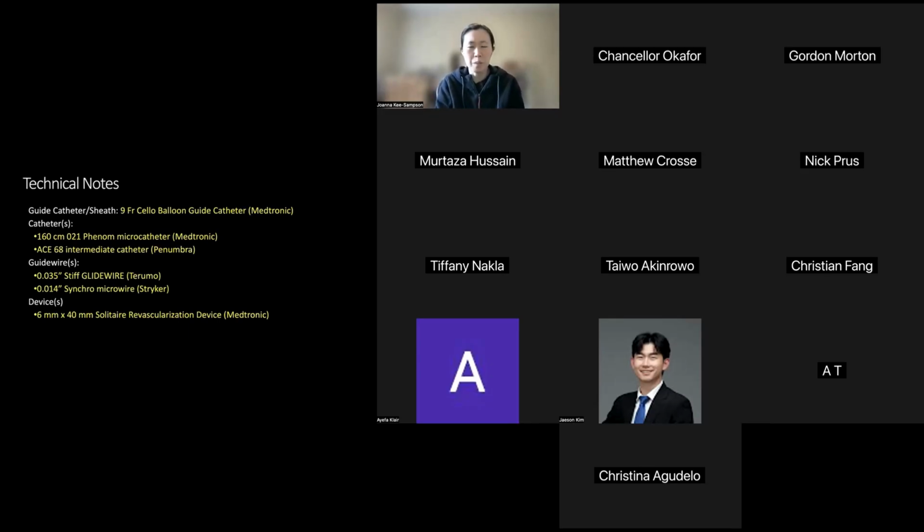These are just some specific technical notes about what we used. Again, we usually use a sheath to park our devices in the cervical ICA. And then we use microcatheters. In this case, we used microcatheters to get beyond the thrombus. And then we use an intermediate or aspiration catheter to help us remove the clot.